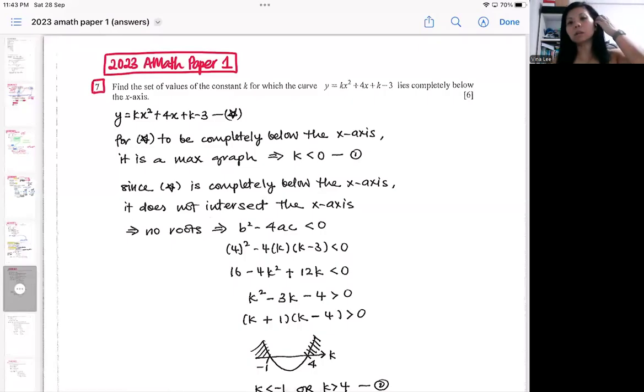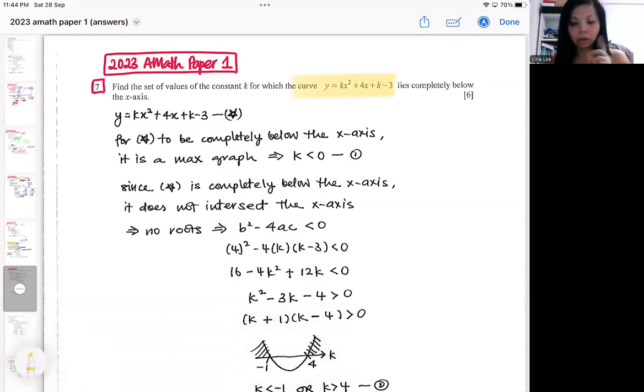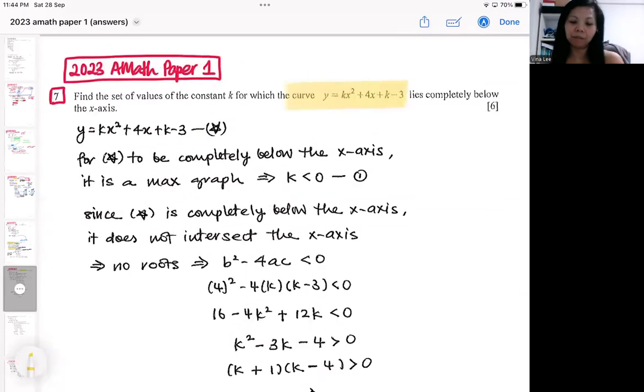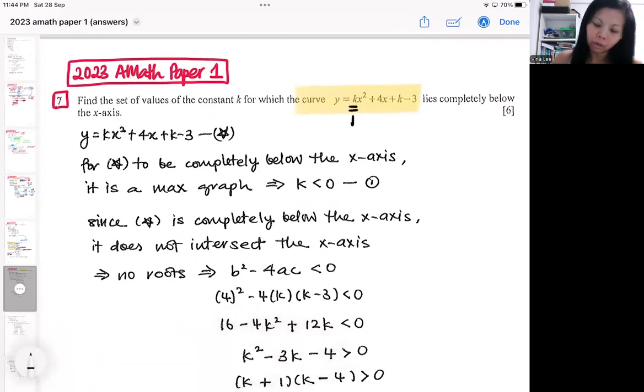Okay, this question is on the discriminant. However, this question is a discriminant with two conditions. So where are the two conditions? First of all, there is a description of the curve, and you should recognize that it is a quadratic curve. However, the first thing you should realize is that you don't know whether this is a smile graph or a sad face graph, because K is unknown. So we're not sure whether K is positive or K is negative.